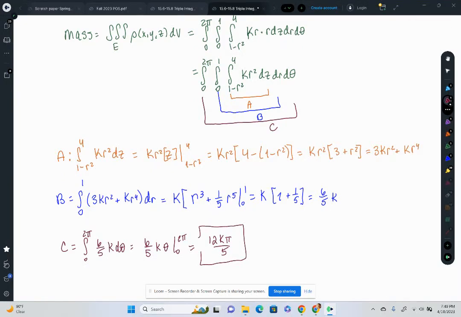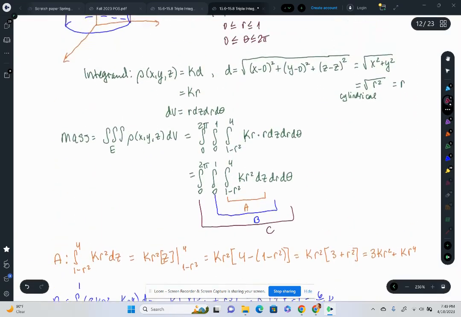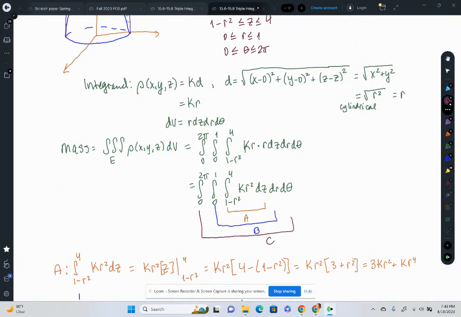Okay, so there's been a lot to look at in these triple integrals with cylindrical coordinates. Hopefully it's been helpful. If you do have any questions at all, please reach out.